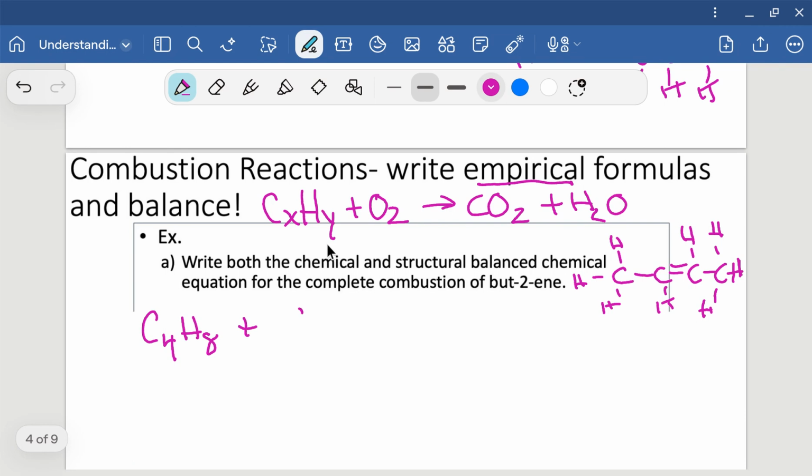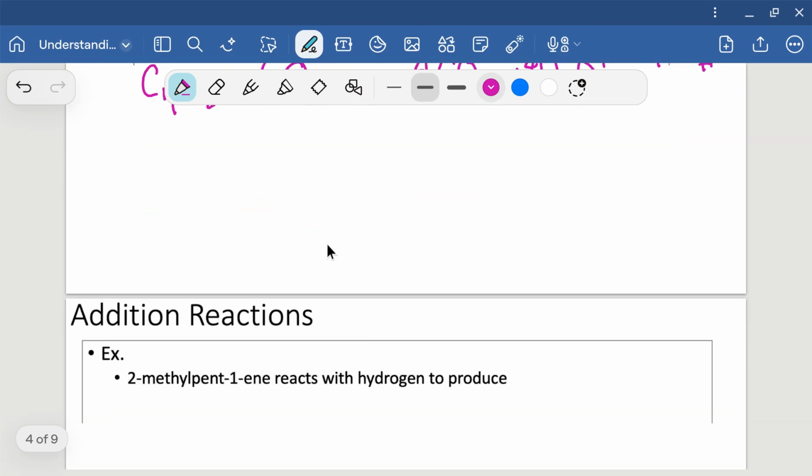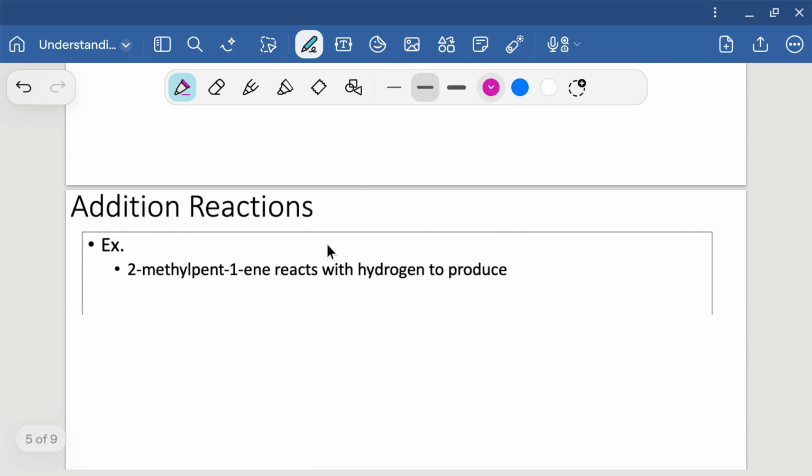And now I'm just doing what I'm used to, reacting it with oxygen, and combustion will always produce your carbon dioxide and water. And then we want to go ahead and balance it. So we'll need a 4 to balance out the hydrogen and the carbon. And then we'll need, I believe it was a 6 in front of the oxygen to balance that out as well. So that's nice and easy as long as you remember to do your formula.